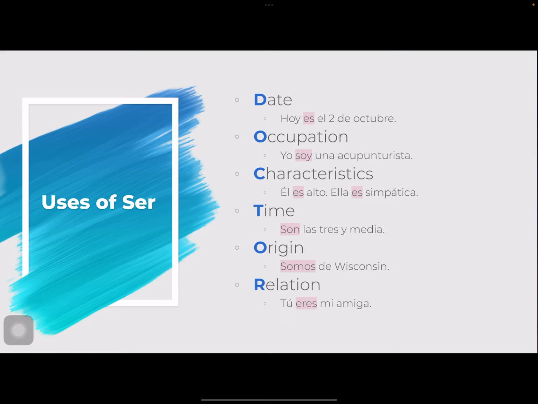So los usos del verbo ser son las fechas. Hoy es el 2 de octubre. La ocupación. Yo soy una acupunturista. Las características. Él es alto, ella es simpática, ello es amable. Time, son las 3:30. Origen, somos de Wisconsin. Relación, tú eres mi amiga.